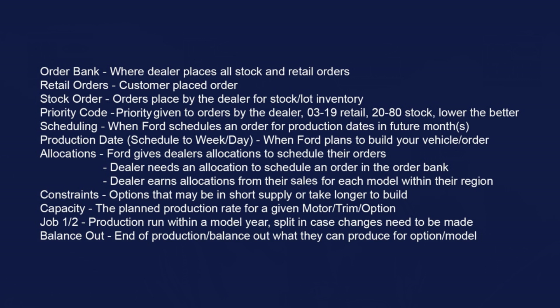Job 1 and 2 is the production within a model year. They will be split into 2 different productions or jobs. Job 1 is the launch of that model year. A lot of times for job 2, they'll want to introduce a new package or something new to the model, or make some significant changes. If there are supply issues, they'll make that change for job 2, and we're seeing that with some of our other vehicle lines. Balance out is the end of production, or the balance of what they can produce for an option or model. You see that a lot at the end of a model year.